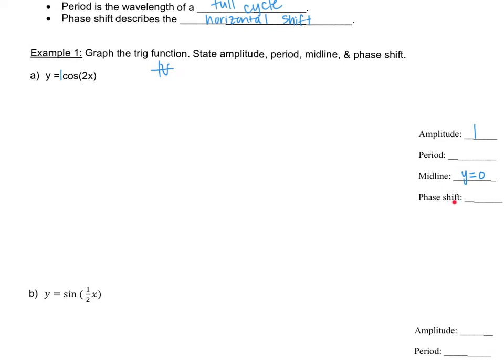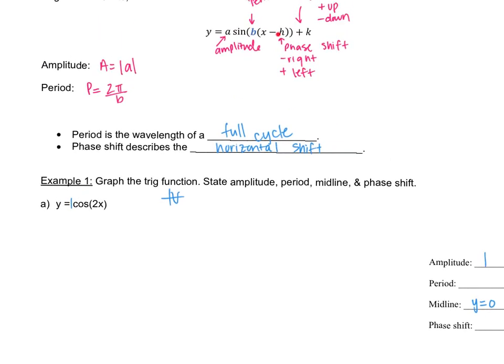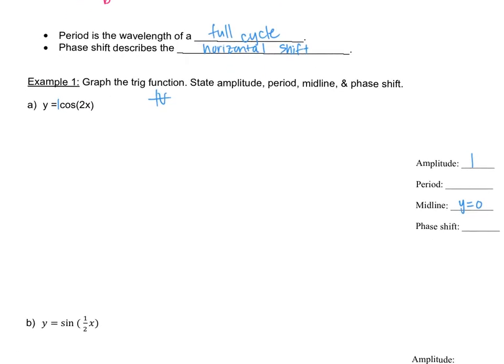And it looks like I don't have a phase shift because there's not a minus or a plus some number inside of the parentheses. Notice how a phase shift usually has a minus or a plus number next to the x that's inside, but there isn't one. So this one does not have a phase shift. So I'm going to say 0 because there's no phase shift, or you can write no shift.